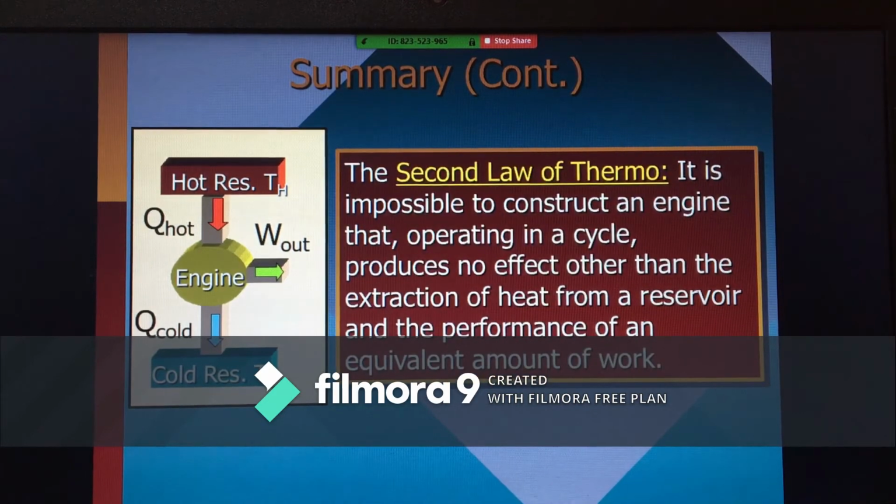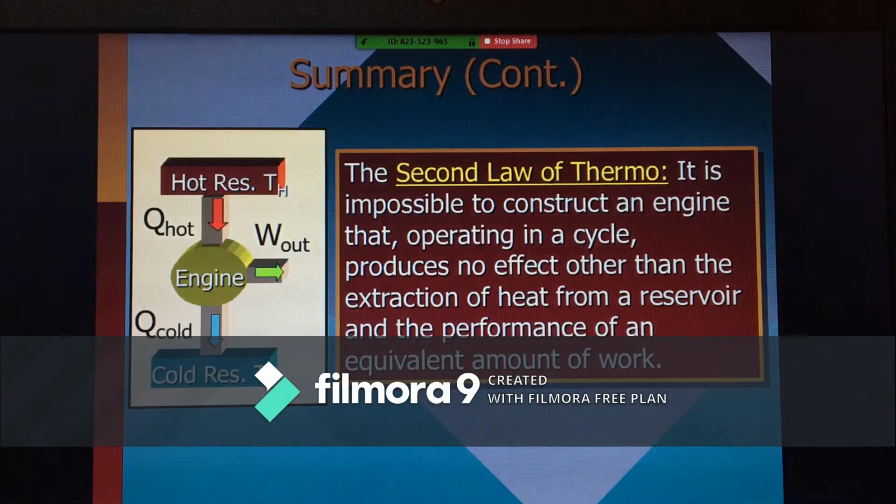Again, for the second law of thermodynamics, as mentioned, it is impossible to construct an engine that, operating in a cycle, produces no effect other than the extraction of heat from a reservoir and the performance of an equivalent amount of work.